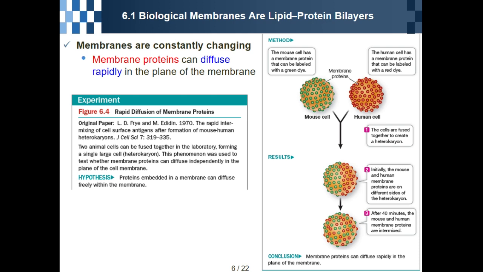Last year in the midterm exam, I gave an example like this. What was the conclusion? Based on these experiments, what is the conclusion? The conclusion was that membrane protein can diffuse rapidly in the membrane. Okay? Did you understand it? It means that it is important, okay?